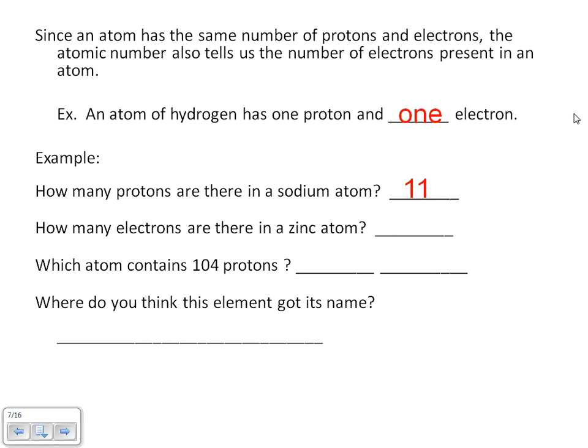How many electrons are there in the zinc atom? So find zinc. It's sort of in the middle of your periodic table. See if you can find it.